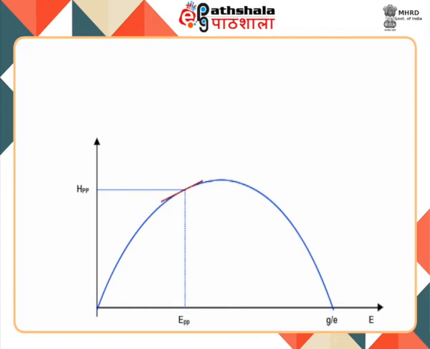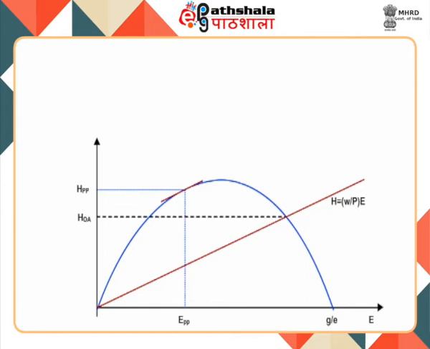The particular point on this yield effort curve that corresponds to open access equilibrium will be the one that generates zero economic profit. To find the zero economic profit, we shall consider the zero economic profit equilibrium condition pH equals WE, which can be written as H equals W upon P into E. For given values of P and W, this plots as a ray from the origin with slope W upon P. The intersection of this ray with the yield effort curve locates the unique open access equilibrium outcome given by HOA and EOA.